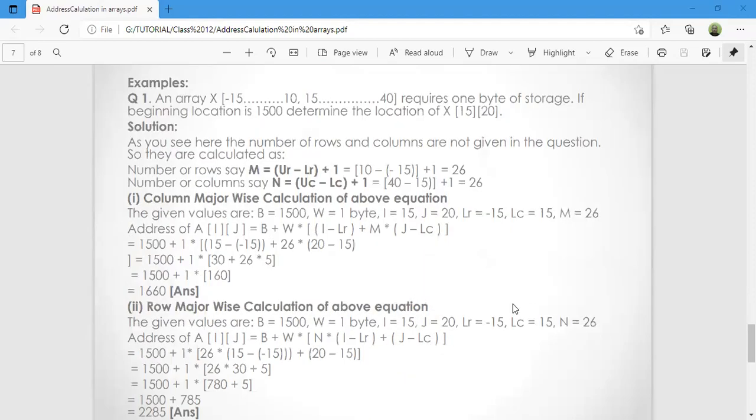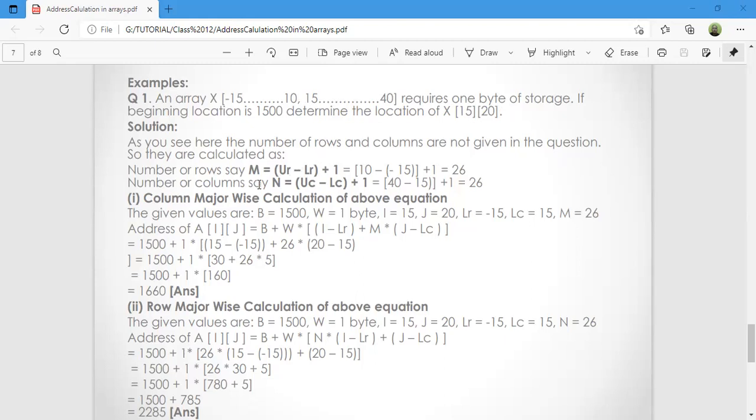And this is the example we were discussing that day: an array with minus 15 as the lower bound of the row and 10 being the upper bound of the row, 15 for the lower bound of the column, 40 upper bound of the column, requires 1 byte of storage. If the base address is 1500, determine the location of x 15 comma 20. Now this cannot be 15, it is 5, because the maximum for the row is 10. So it cannot be 15 index numbers. So it is 5.